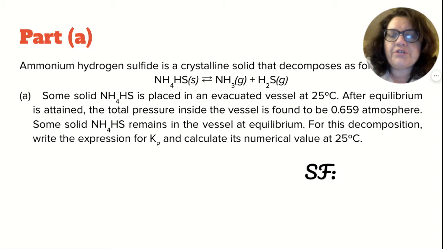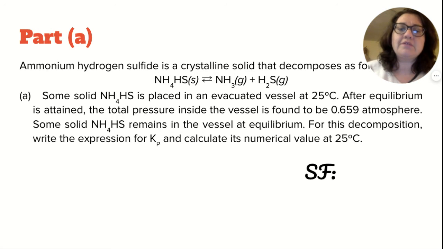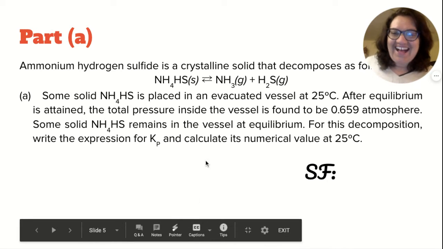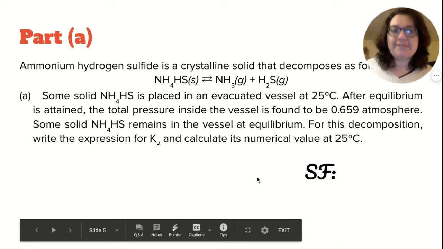For this decomposition, write the expression for Kp and calculate its numerical value at 25 degrees Celsius. Beautiful. So there will be lots of calculating. We have to know how many sig figs we're going to use. How many sig figs do we have? Look around. So here's a number, atmosphere, the total pressure inside of the vessel. Here's another number, 25 degrees Celsius.